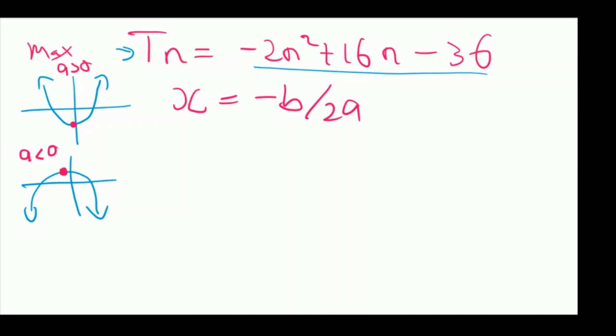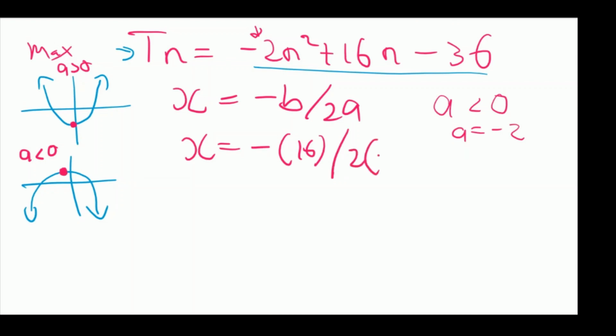So our parabola here has a point of maximum because our a value is less than 0, which is a equals minus 2, as you can see here. So we're going to find the value of n when the graph is at a point of maximum. So it's going to be x equals minus b over 2a, where b is 16 and a is minus 2. So our x value, we're going to get 4. So meaning that n equals 4 when this graph is at a point of maximum.